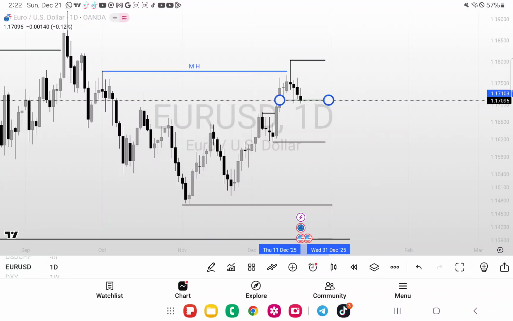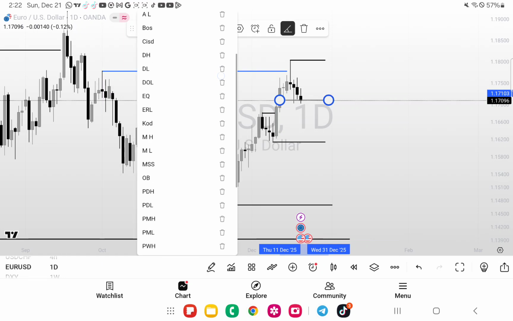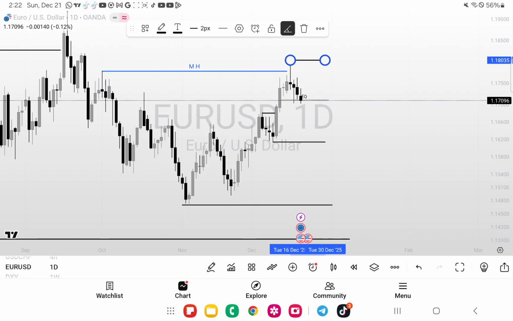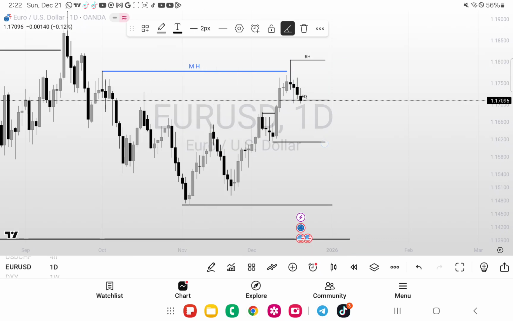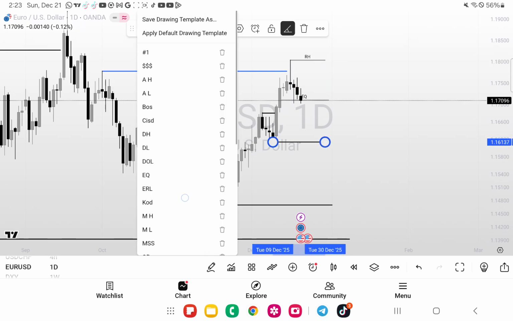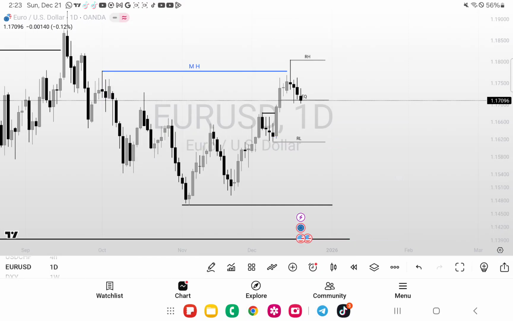This is our 50%. So now, this is our equilibrium. This is our range high, this is our range low. So this is the structure that we have on the daily time frame.